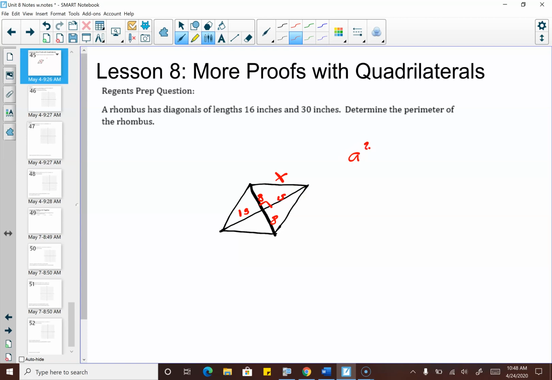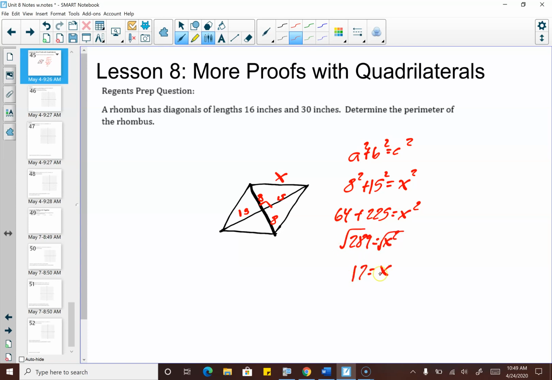We can do Pythagorean theorem to solve for our missing sides. So A is going to be 8, B is going to be 15. Both of those are squared equals C squared, or actually I labeled it in my picture as X, so it will be X squared. 8 squared is 64, 15 squared is 225. 64 plus 225 is 289. Square root both sides, and you get 17. So one side of our rhombus is 17. If we multiply that by 4, we will get a perimeter of 68 inches.